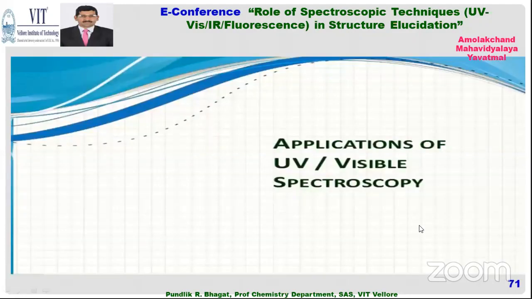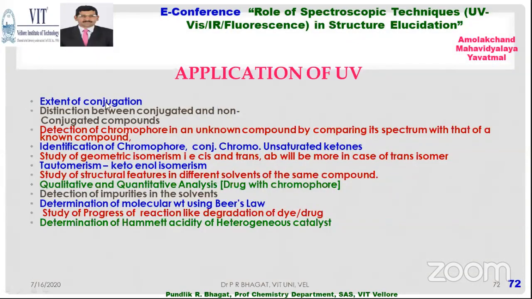Here I would like to give a few applications of UV-visible. It helps to determine the extent of conjugation. We can distinguish conjugated and non-conjugated compounds based on the absorption. Similarly, detection of chromophore groups, identification of chromophores, geometric isomerism, keto-enol tautomerism. We can give qualitative and quantitative analysis of drugs.